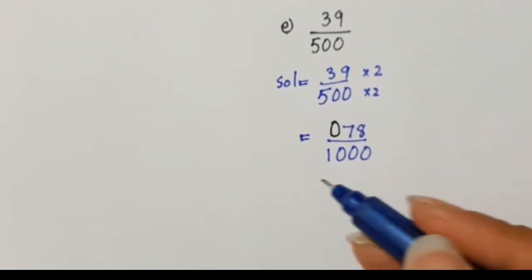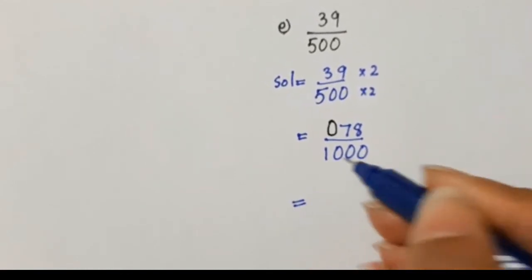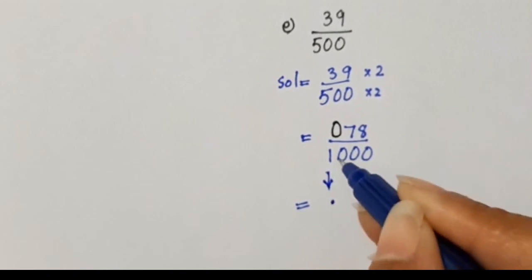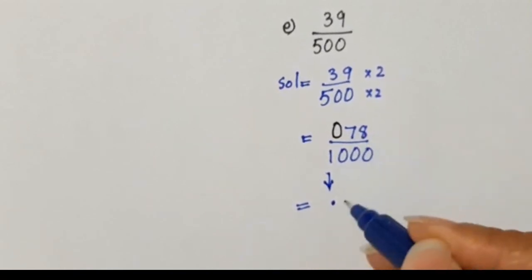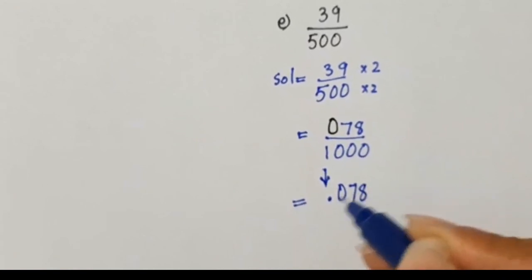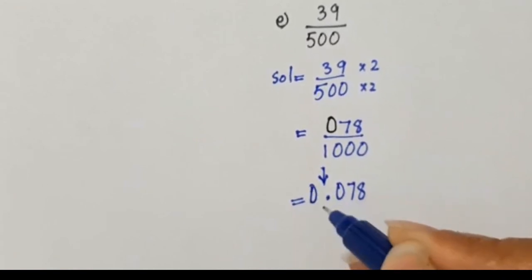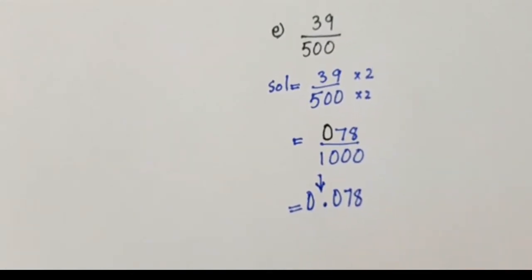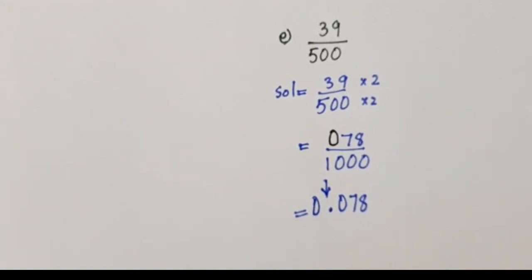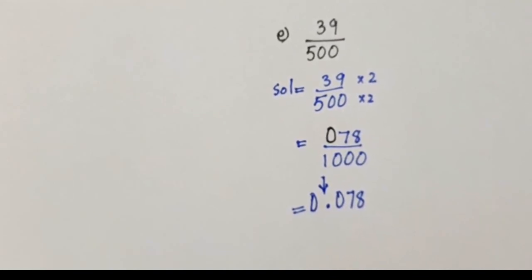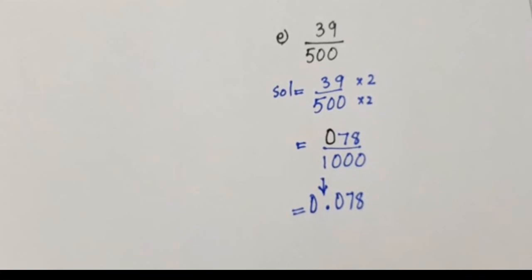So now I can turn this one into the decimal point. Okay, and there are 3 zeros, so I can write these 3 digits of the numerator 078, and here I have written 0. So 0.078 is our answer. 39 over 500 in the decimal point is 0.078. You can also check it with the help of a calculator.